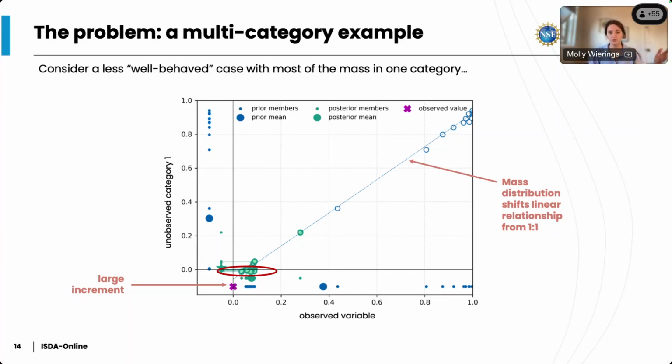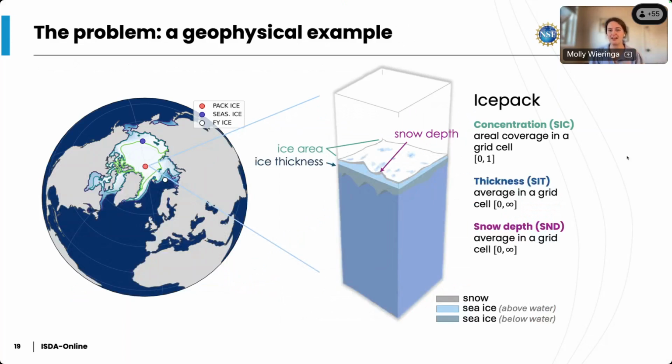So there are real issues with this in geophysical models, and one very good example of a geophysical model that captures both of these problems is sea ice. So here I'm illustrating a common sea ice model, IcePack, which represents sea ice variables like sea ice area, thickness, and snow depth within a single grid cell. And when we represent sea ice area in particular on this kind of grid cell, it's typically represented as a sea ice concentration, which is a fractional ice coverage that is bounded between 0, no ice cover in the grid cell, and 1, which is total ice cover in the grid cell. Ice thickness and snow depth are averages in a grid cell and constrained to be non-negative.